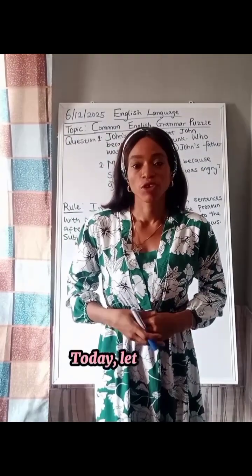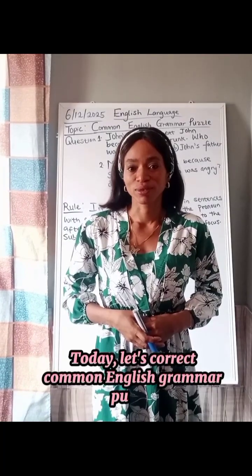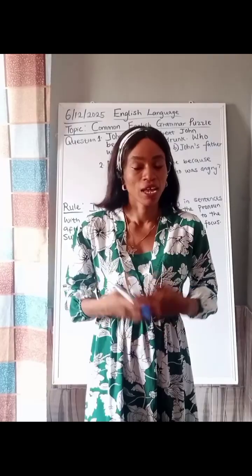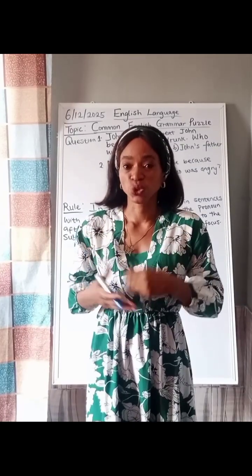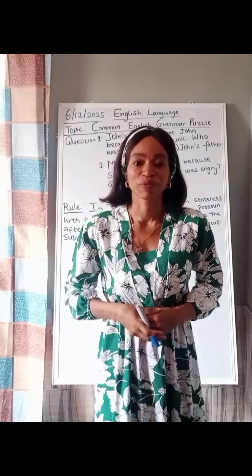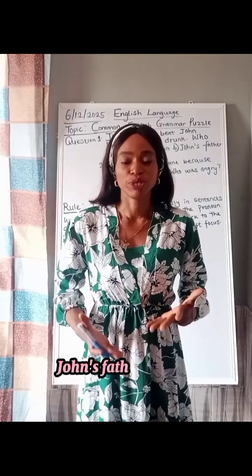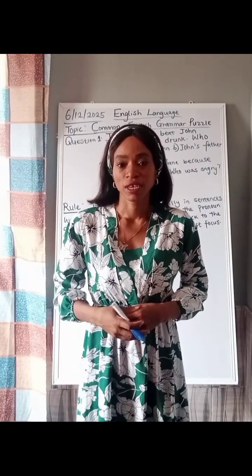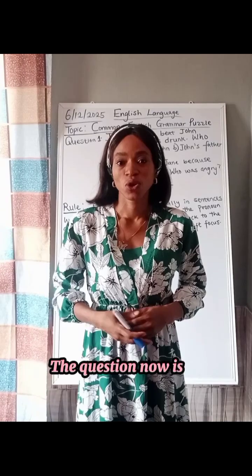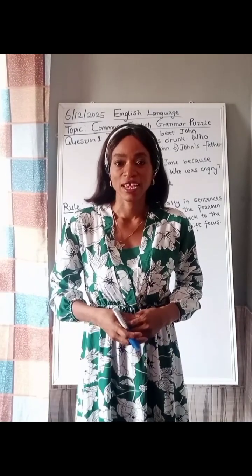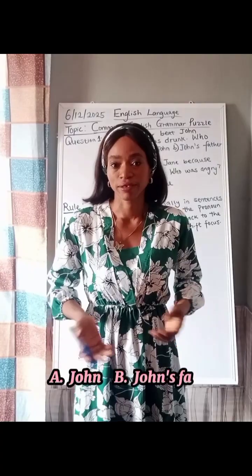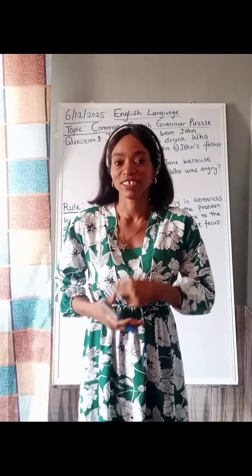Today, let's correct a common English grammar puzzle. Oh yes, you heard me. Puzzles. I love puzzles. I know you do. Let's go. John's father beat John because he was drunk. The question now is, who was drunk? A. John. B. John's father. Ponder on it.